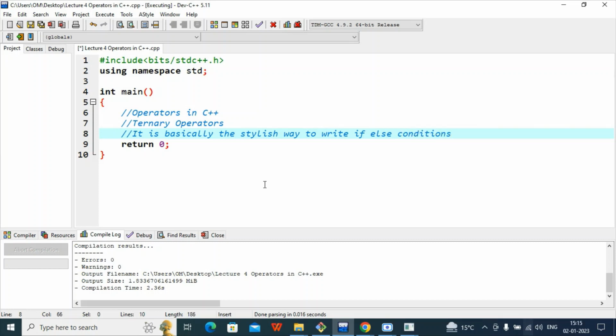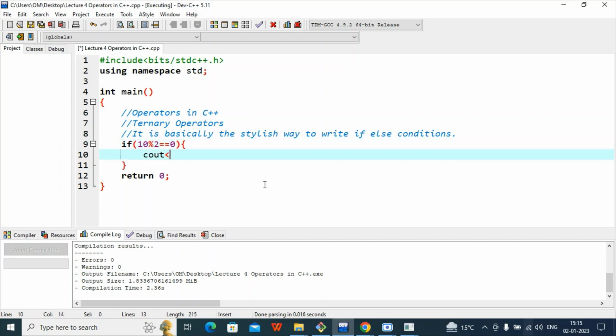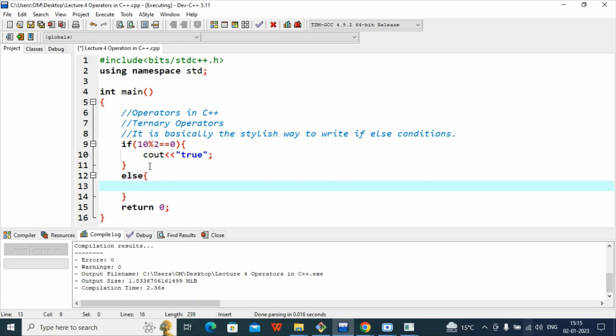It is basically the stylish way of writing an if else condition. Stylish way, how? Suppose you are writing this: if 10 modulo 2 equal to 0, cout true. I have not made you go through this if else in detail, but I have written it many times, so you are already aware of this. I'll cover it in the next session.